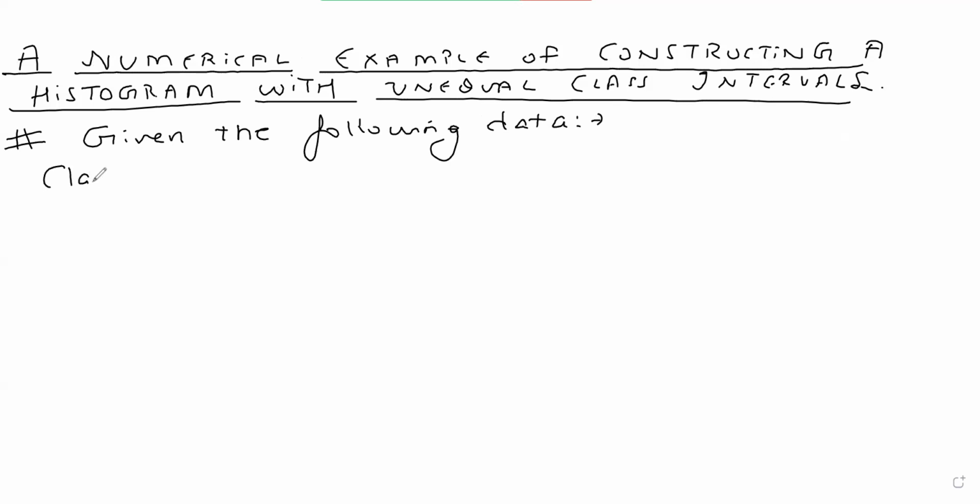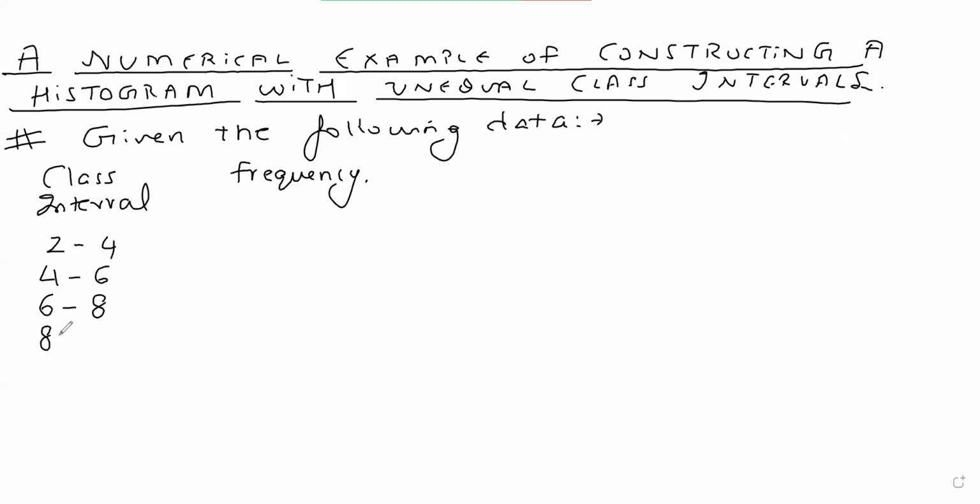We are given the class intervals and the frequencies. The class intervals are 2 to 4, 4 to 6, 6 to 8, 8 to 12, 12 to 20, 20 to 30. This is my class interval and my frequencies are 9, 15, 5, 9, 8, 2. Okay, so this is the data which is given to us.